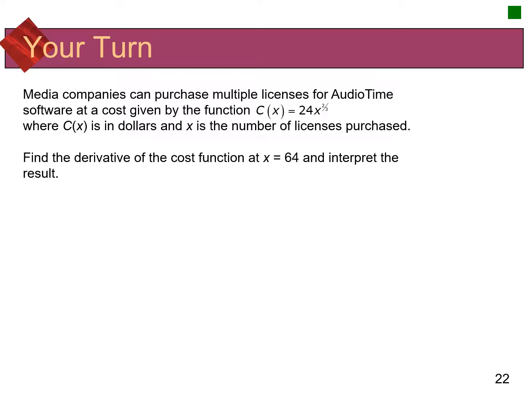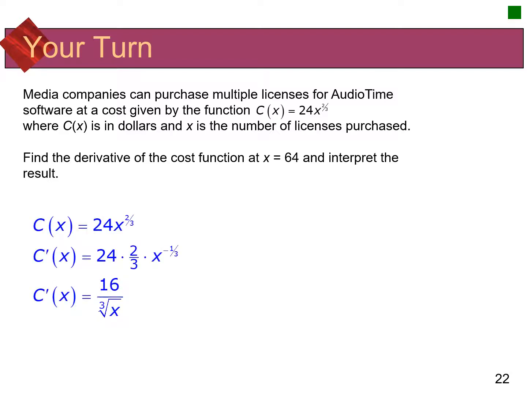So you were given a pretty similar problem as the one we did as an example, except here you're looking at the cost of purchasing software licenses, and the cost function is given by C of x equals 24 times x to the 2/3 power. You're asked to find the derivative of the cost function at x equals 64 and interpret the results. So first I'm going to find the marginal cost function. Now they say MC of x, I just use C prime of x, same thing. It just means it's a marginal cost.